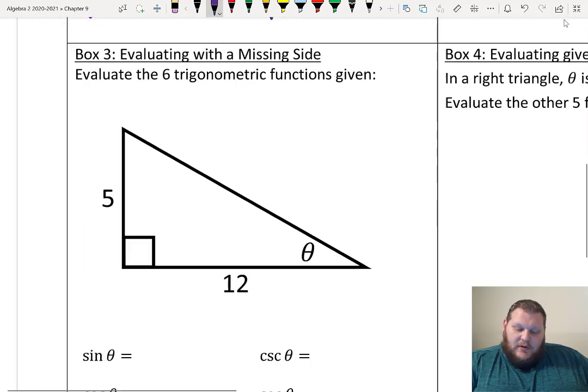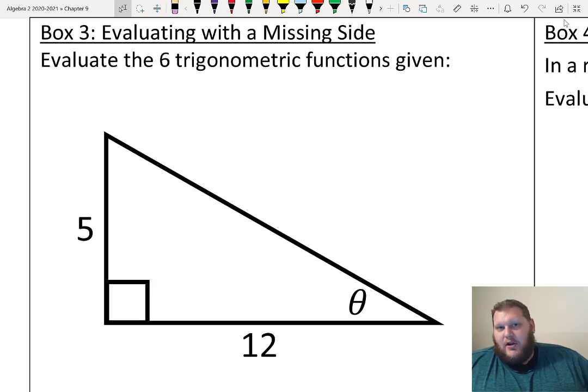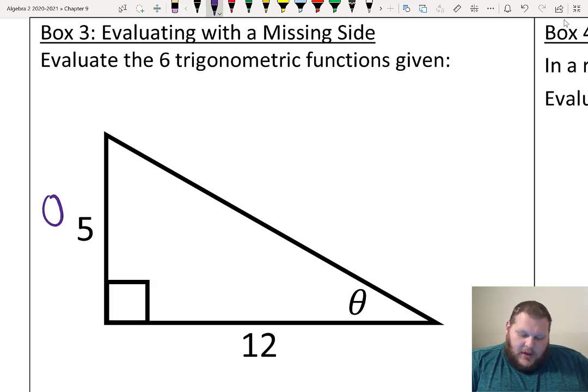Where it will get more difficult is where we're not necessarily given all of the information in my triangle. I don't have all 3 of my sides in my right triangle. So I'm going to need to do a little bit of work first to make sure I have all 3 sides, and then I can evaluate my trig functions. So with box 3, we've got this right triangle set up. Theta is down in my bottom right corner, and I have my 2 legs. I know 5 is my opposite side, 12 is my adjacent. I don't know what the hypotenuse is, though. I need to figure out what this h is.